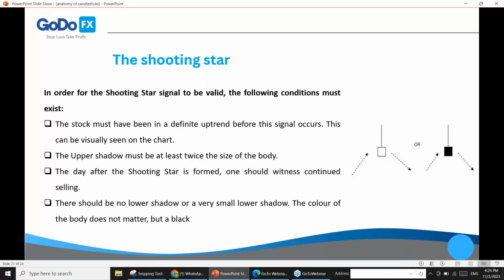Now, in order for the shooting star signal to be valid, the following conditions must exist. First, the stock must have been in a definite uptrend before the signal occurs. This can be visually seen on the chart. And the upper shadow must be at least twice the size of the body. The day after the shooting star is formed, one should witness continued selling, and there should be no lower shadow or a very small lower shadow. The color of the body does not matter, but a black one is more positive.